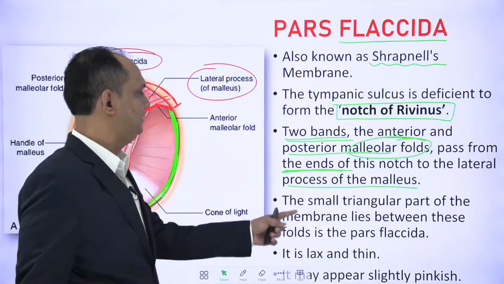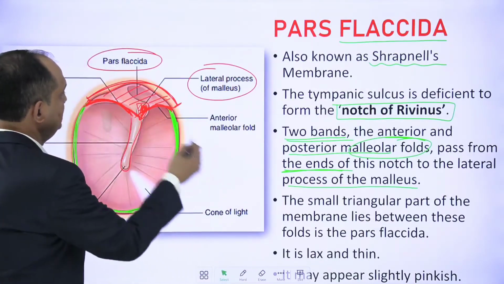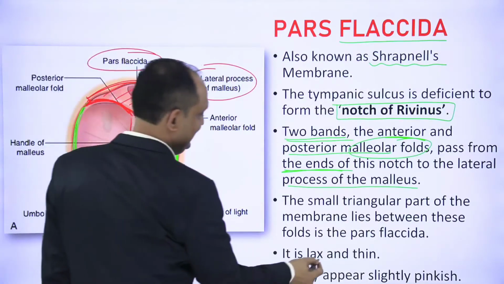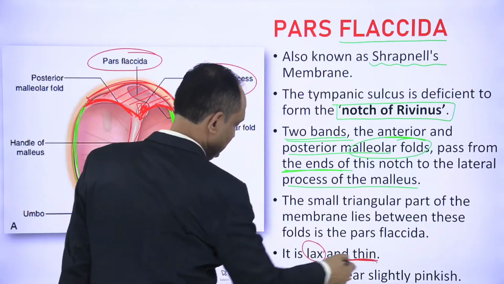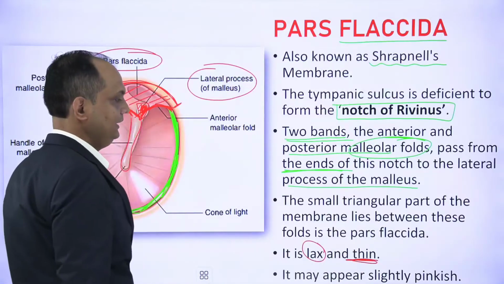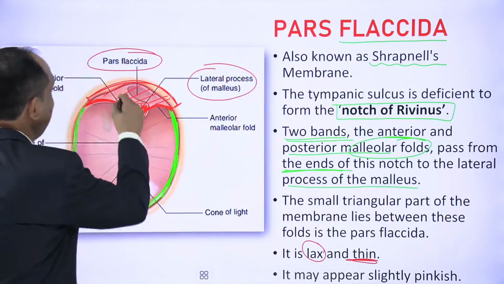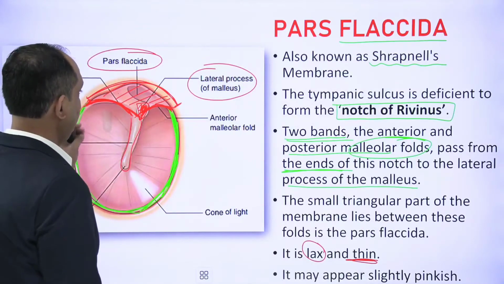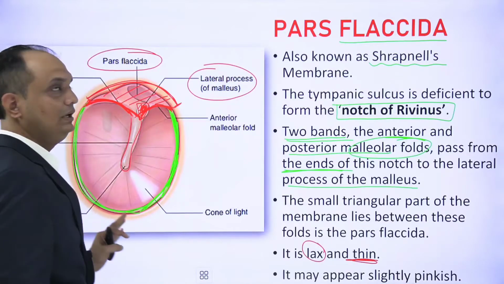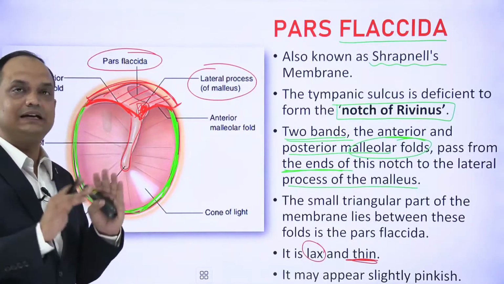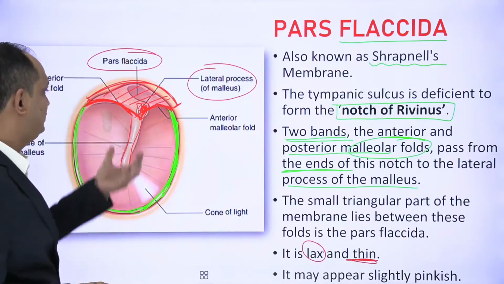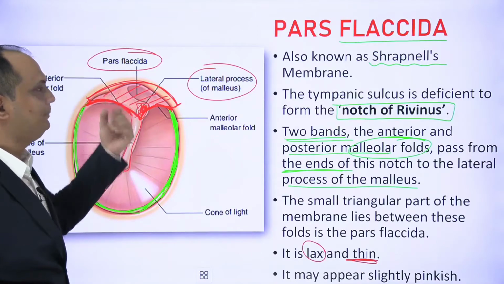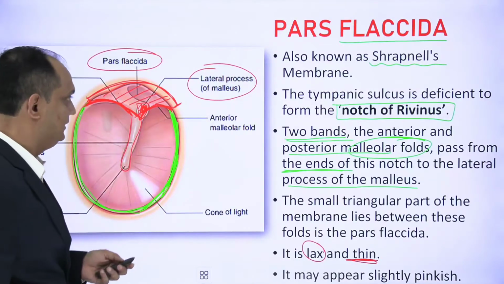So, the small triangular part of the membrane between the folds is known as the pars flaccida, and as the name itself suggests, it is a lax part and it is thin in nature. Another important thing is that it appears slightly pinkish as compared to the pars tensa. So, when you are studying the tympanic membrane, you have to understand that it is basically divided into two parts. The major portion is known as the pars tensa and a small upper part is known as the pars flaccida.